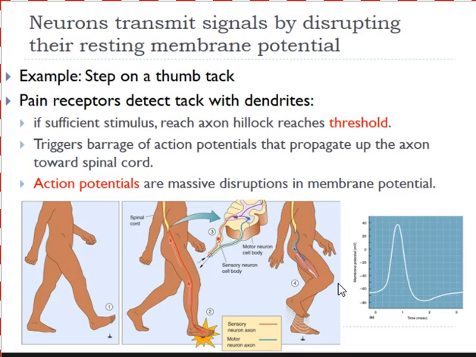We shoot right back down, and we even overshoot. Here's rest right at minus 65. We go under that resting membrane potential and then work our way back up. So we have this massive up, massive down, to the point that we go under a little bit, and then we make our way back. And the whole thing is over in about 3 milliseconds.